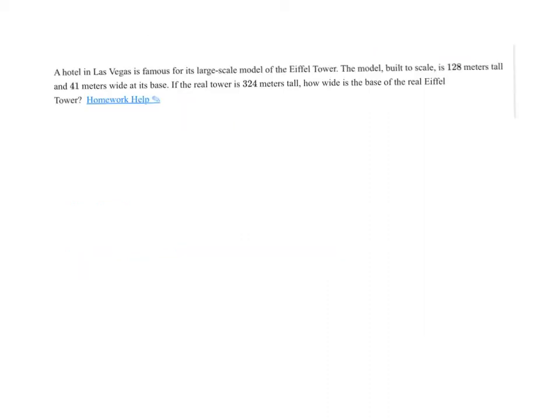So first we'll start with this one, and this one came from your homework. You may recognize it. It says a hotel in Las Vegas is famous for its large-scale model of the Eiffel Tower. The model, built to scale, is 128 meters tall and 41 meters wide. The real tower is 324 meters tall. How wide is it? So to set this up, I'm going to compare height to width for both the model and the real tower.